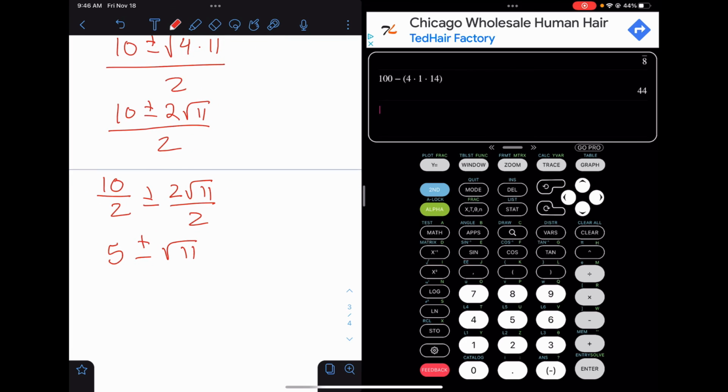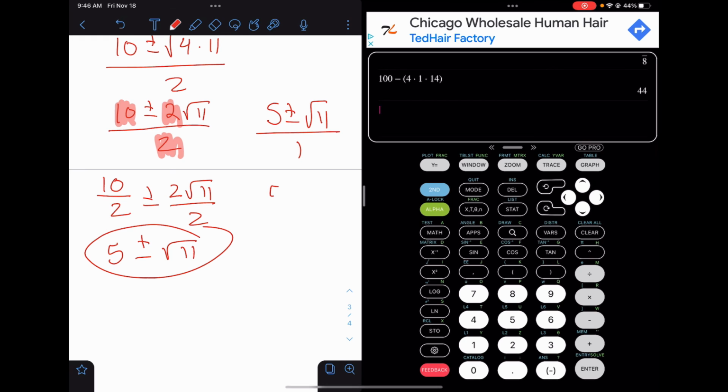The other option is we could look at these numbers and say, is there something I can divide all 3 of these numbers by? And for 10, 2, and 2, you can divide all of those by 2. So we end up with 5 plus or minus root 11 all over 1, which is 5 plus or minus root 11. So those are 2 different ways you can work to simplify those. I don't care which method you use. Just make sure you do simplify it at the end there.